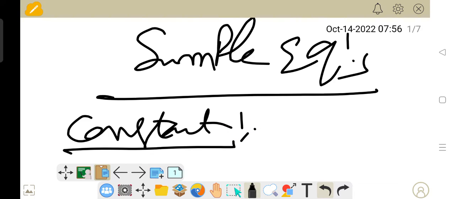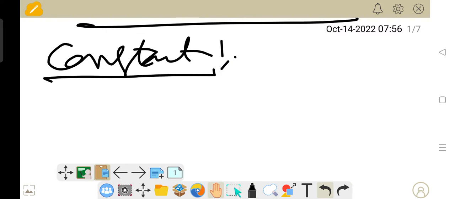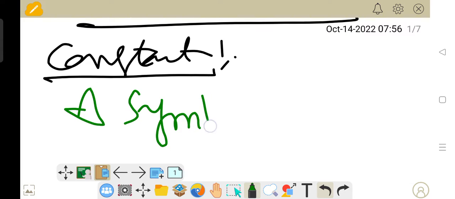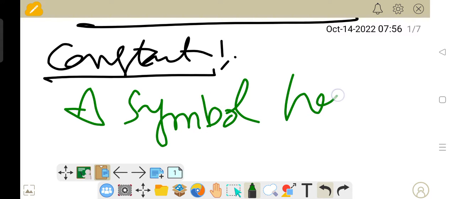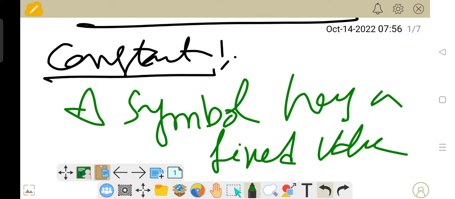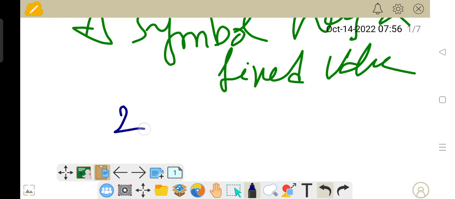What is a constant? A constant means a symbol that has a fixed value. I am going to write it down, please observe carefully. A symbol has a fixed value. For example, 2 is a symbol. 2 has a fixed value. Whatever place you are in the world, 2 has a fixed value.